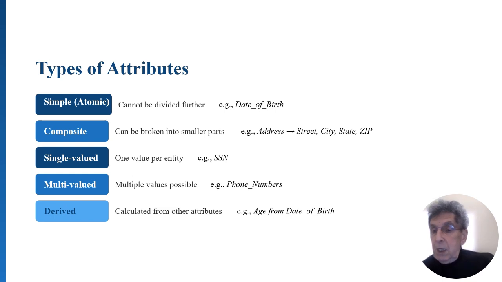Derived attributes are calculated from other attributes rather than stored directly. Age is derived. You calculate it from their date of birth and the current date. You could store age, but then you'd have to update it periodically, every time their birthday comes around. Instead, you derive it when it's needed.